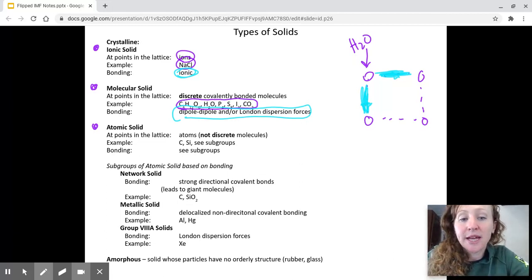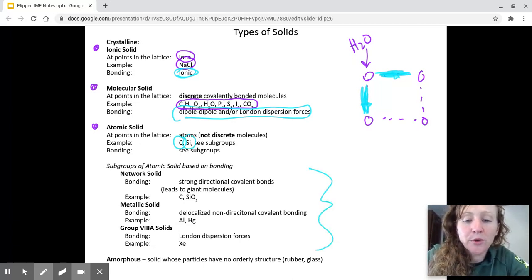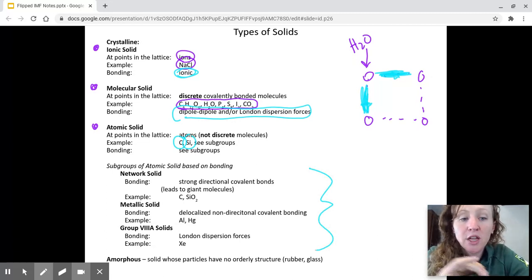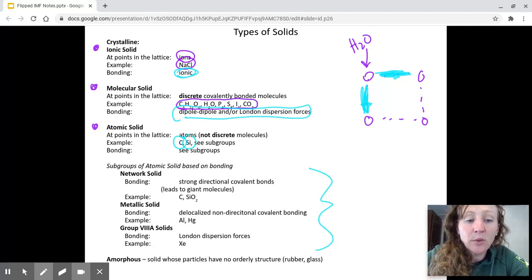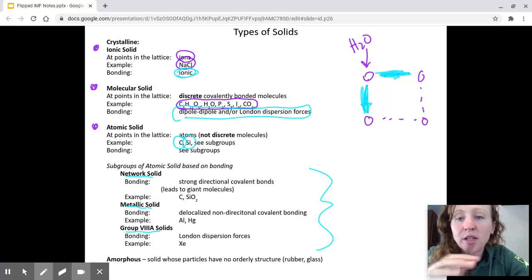A third type of solid is going to be atomic solid. So at the points in the lattice, you actually have atoms. Carbon, different forms of carbon fall into this, different forms of silicon. And you can see there's 3 subgroups that fall under this. There's a network solid, a metallic solid, and a group 8 solid. And all of these have atoms at the point in their lattice.